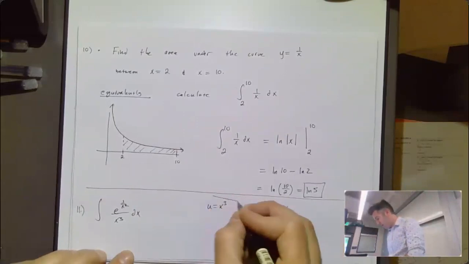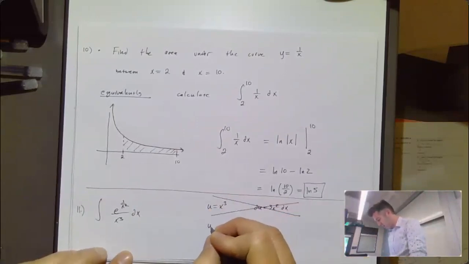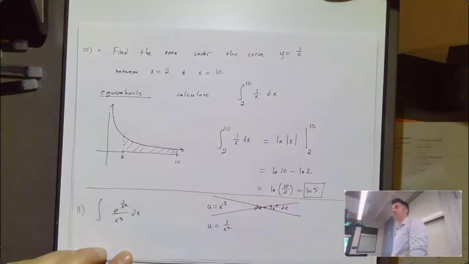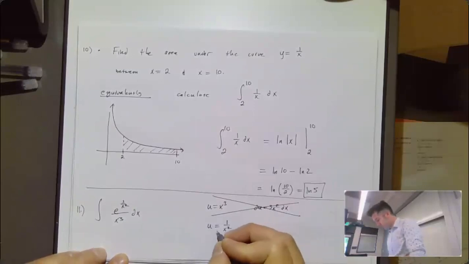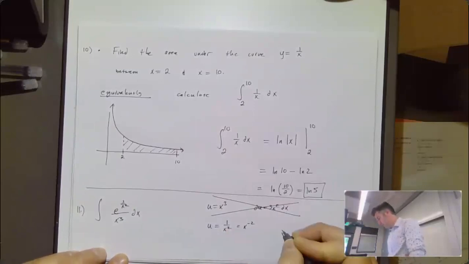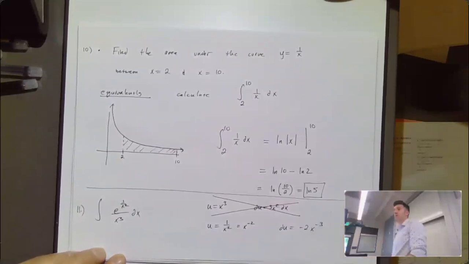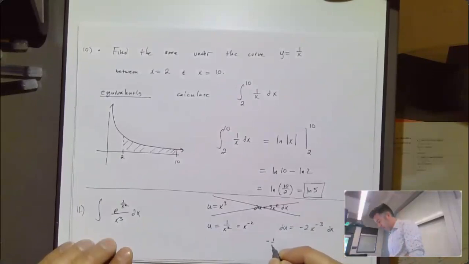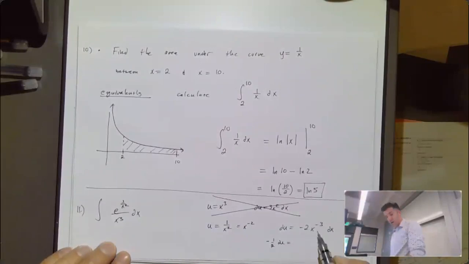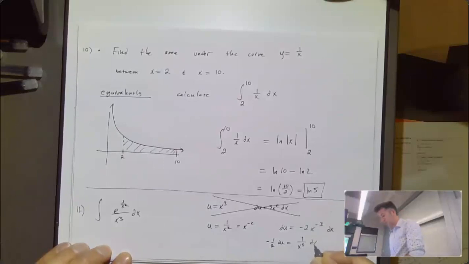I might move on to saying, well, what if I tried u equal to 1 over x squared, which you might prefer to write as x to the minus 2. Then our du is minus 2 times x to the minus 3rd. And that's looking good. Oh, sorry, don't forget the dx. The dx is super important there. If I divide both sides by negative 2, I have a negative 1/2 du equal to x to the negative 3rd, which is the same as 1 over x cubed dx.